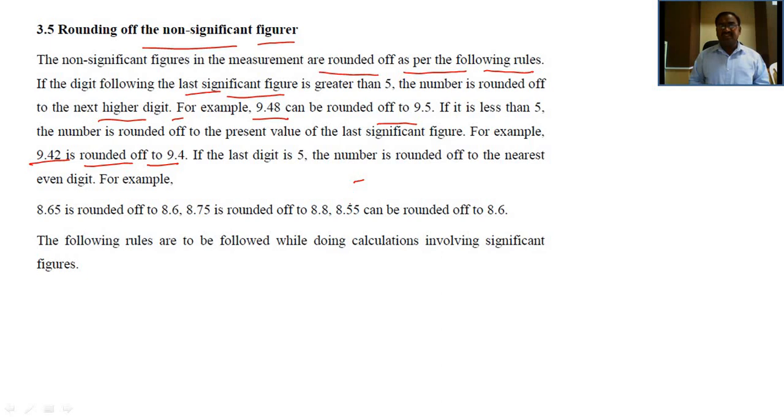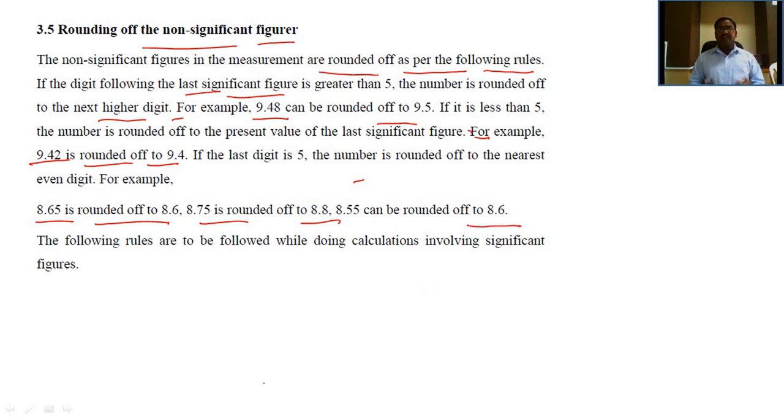If the last digit is 5, the number is rounded off to the nearest even digit. For example, 8.65 is rounded off to 8.6, 8.75 is rounded off to 8.8, and 8.55 can be rounded off to 8.6.